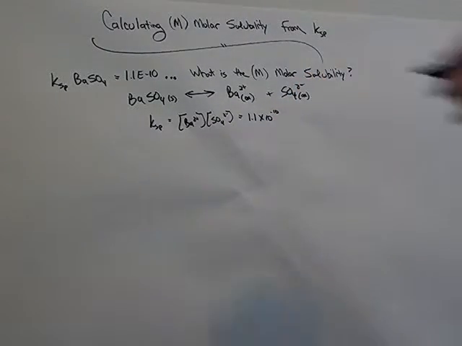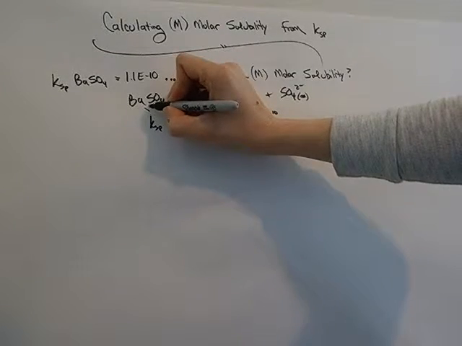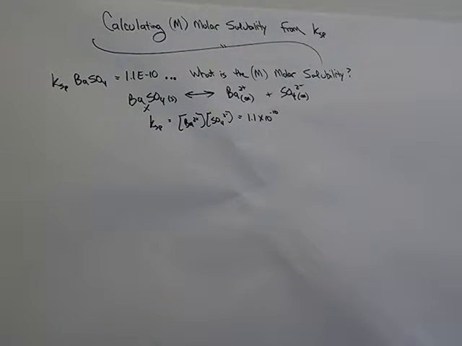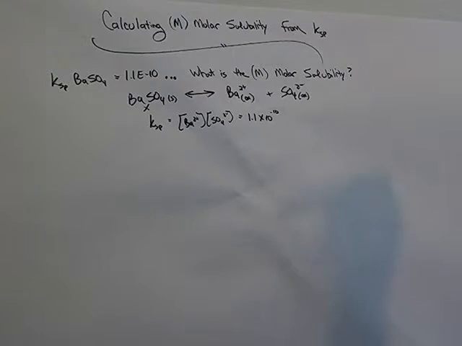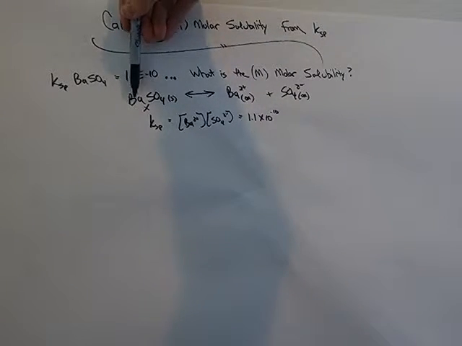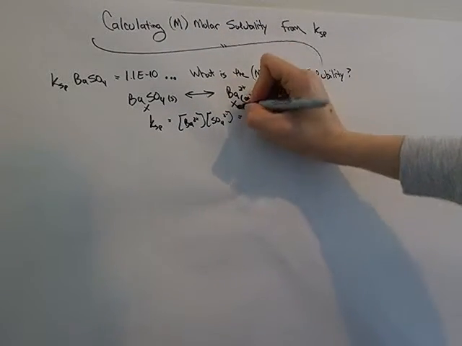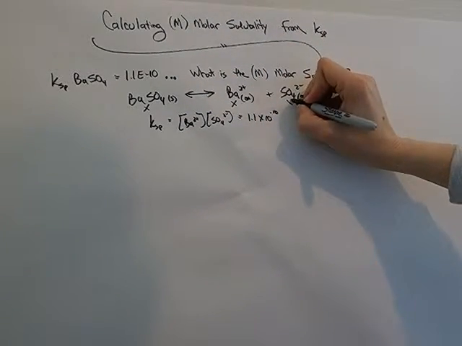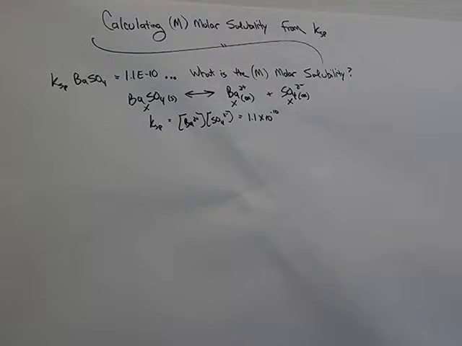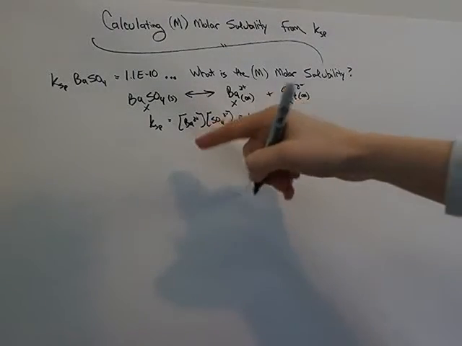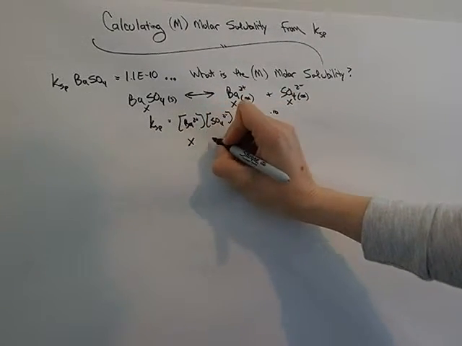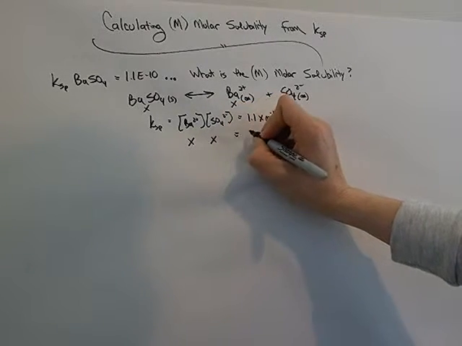Well, if I define my molar solubility, the maximum number of moles that will have dissolved in water for barium sulfate as X, then according to stoichiometry, the number of moles of barium with a 1-to-1 molar ratio can also then be defined as X. Same thing with the sulfate, 1-to-1 molar ratio. So if I want to know the molarity of those components, I can simply plug them into my KSP expression and solve.